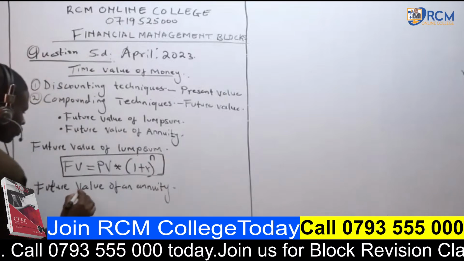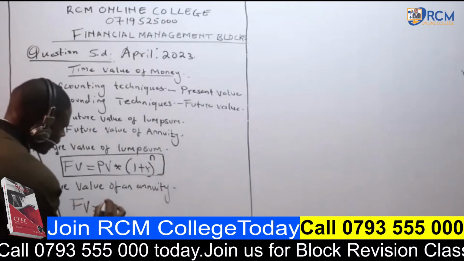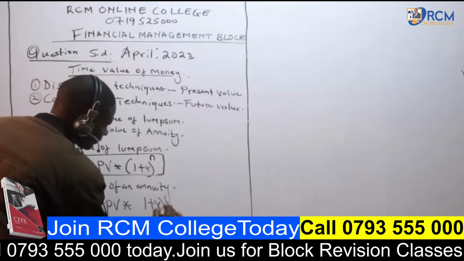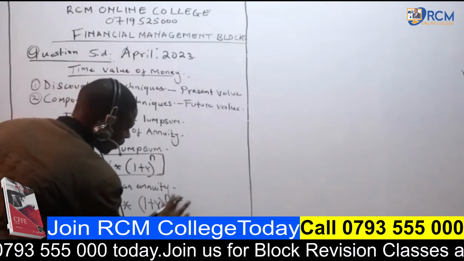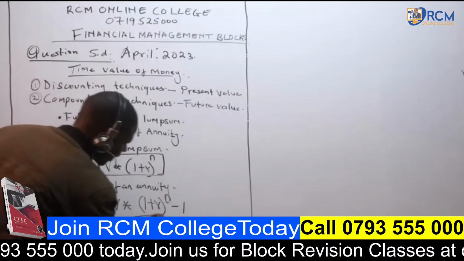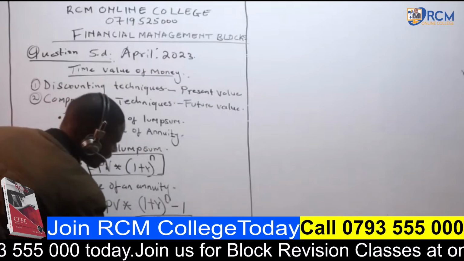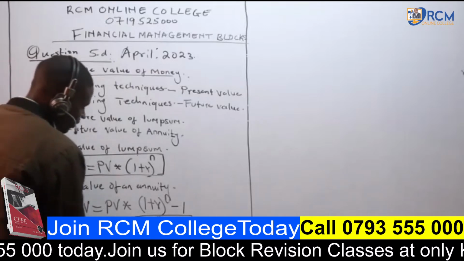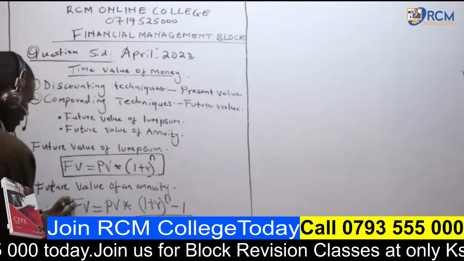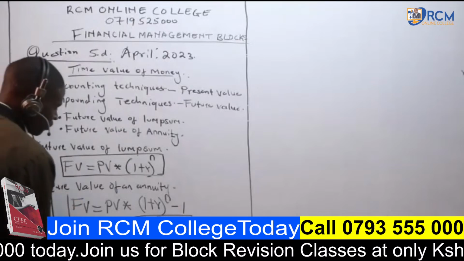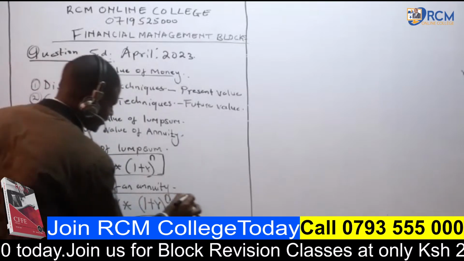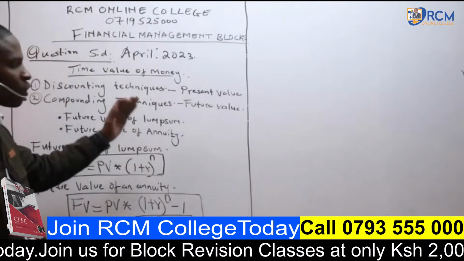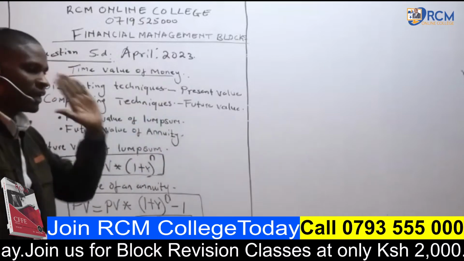Very, very important. So to get the future value of an annuity, you take the present value, you multiply by 1 plus r raised to n minus 1, divide by r. That will be the future value of an annuity. Please, if you're writing down and you have a highlighter, please highlight this. This is very important as far as compounding technique is concerned.